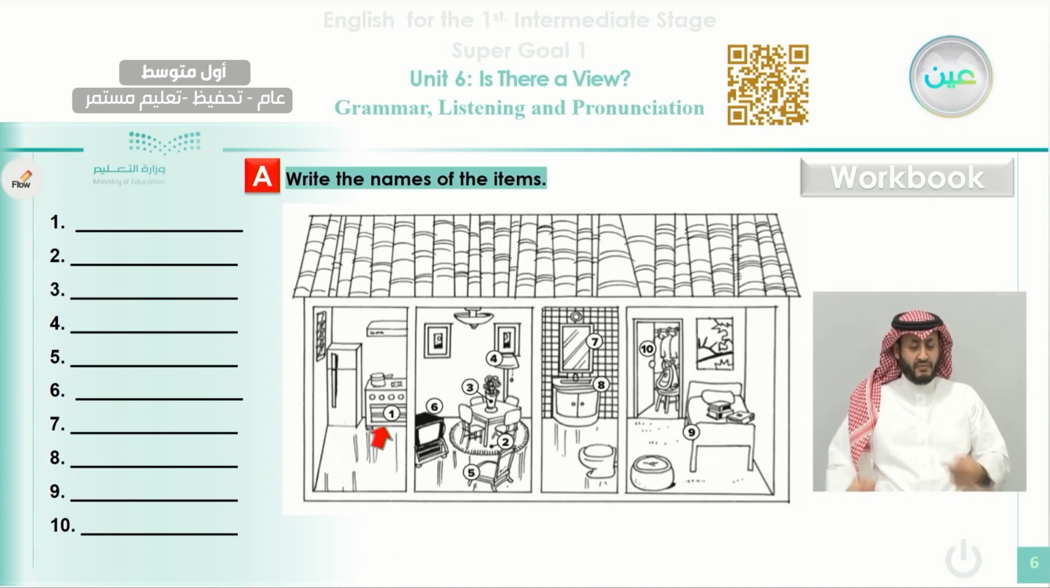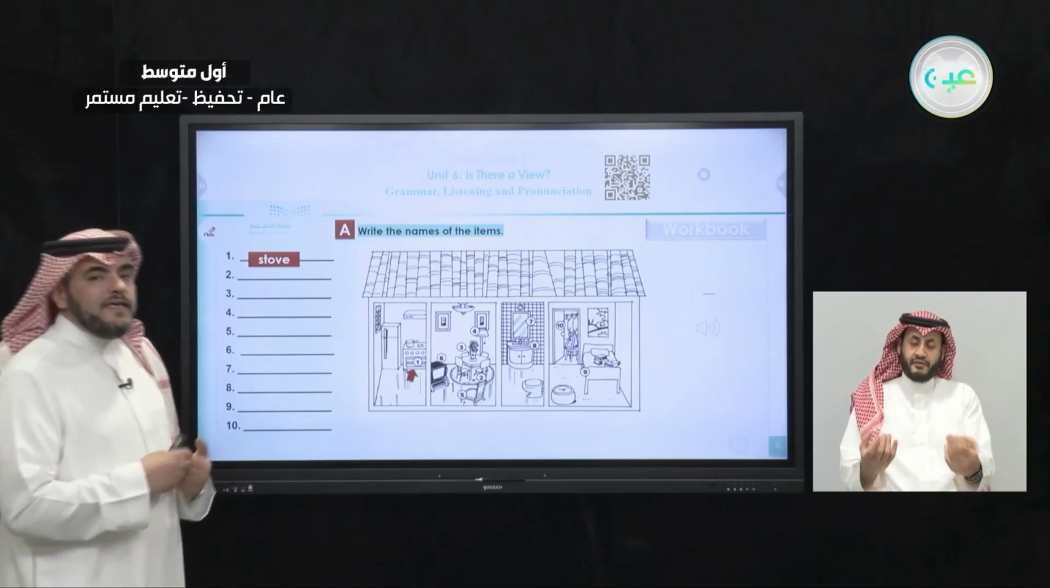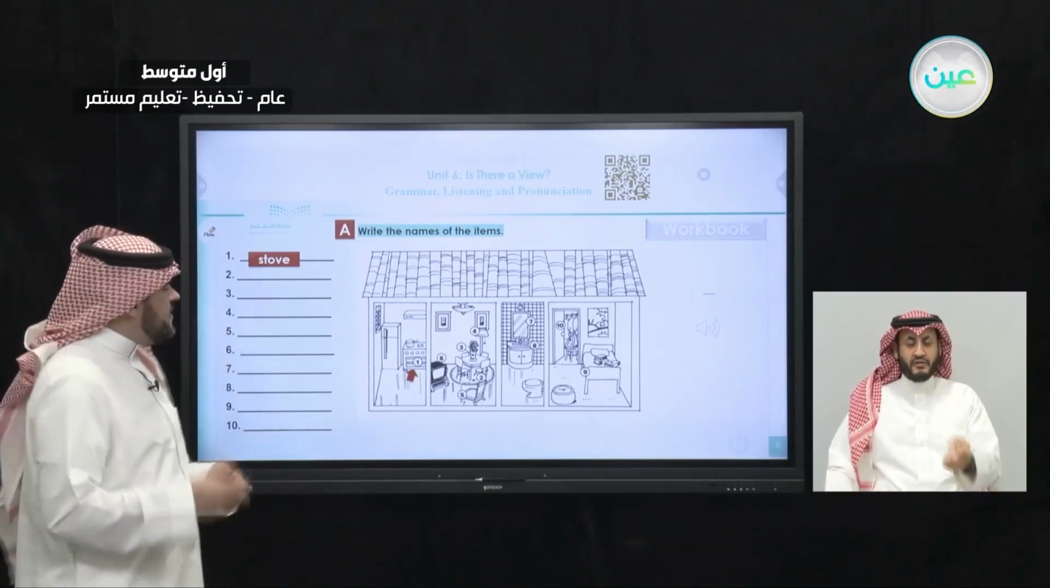We started with number 1 here. You can tell, look at the picture. Number 1, what is it? Very good, that is called a stove. Where can you find the stove? We can find it in the kitchen. So the stove is in the kitchen.